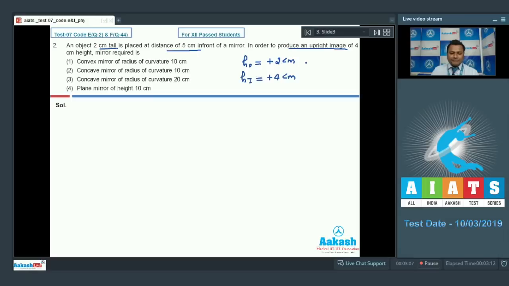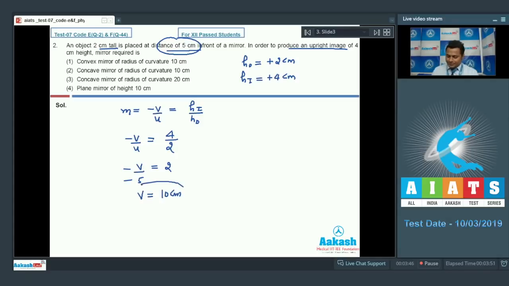You can get the magnification from here. We know very well that the magnification for a mirror, M, equals minus V by U, which is further the ratio of height of image upon height of object. Putting the values, we get minus V by U equals HI, that is 4, upon HO, that is 2. Object distance is always negative, given in the question, so minus V upon minus of U, that is 5, equals 2. So we got the value of V as 10 centimeter.